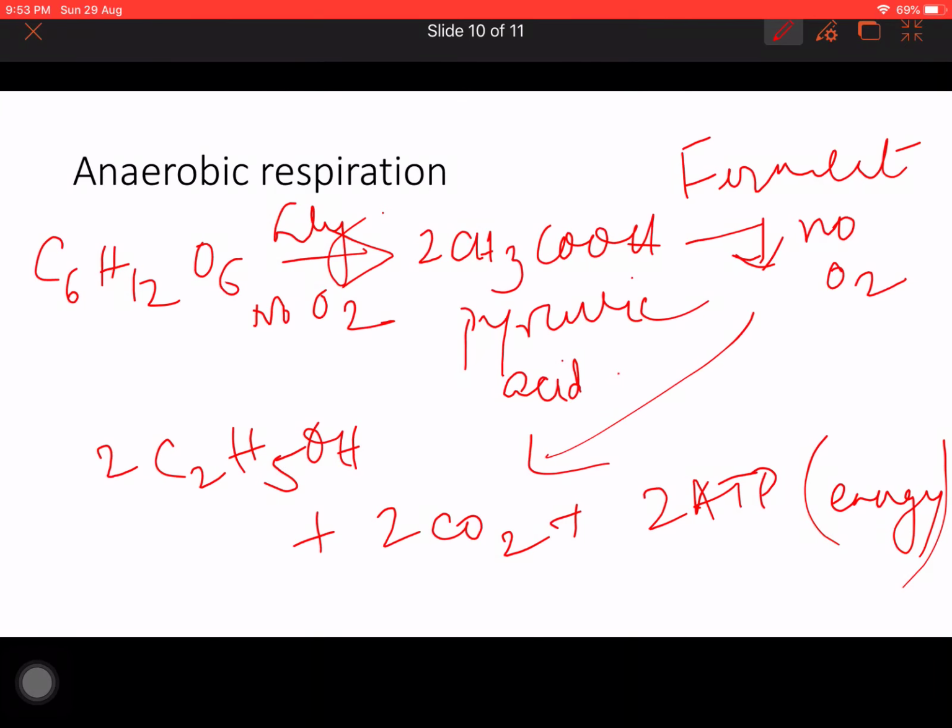So the part of pyruvic acid which is not entering the mitochondria will be converted to ethyl alcohol in plants, and they will release carbon dioxide, which has to be released as waste material to the atmosphere, and 2 molecules of ATP are released. So this is the chemical formula of anaerobic respiration.